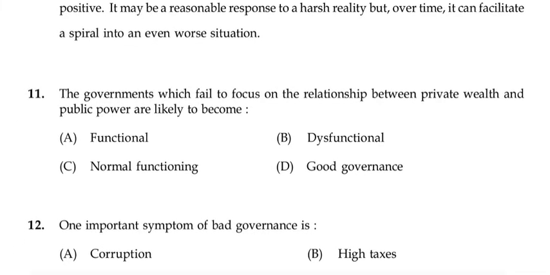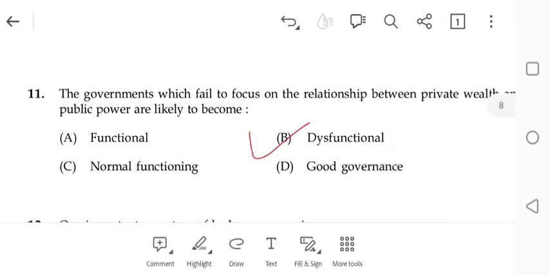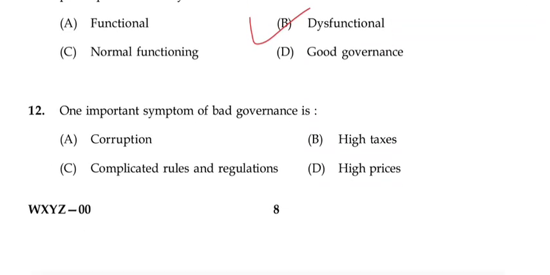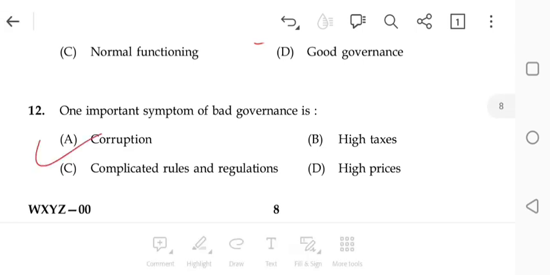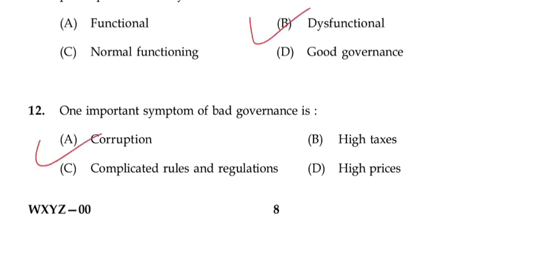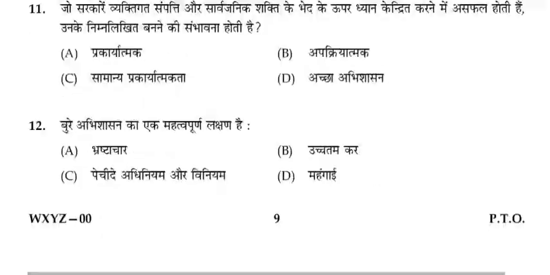Number 11 says the governments which fail to focus on the relationship between private wealth and public power are likely to become what? It will be B, that is dysfunctional. 12. One important symptom of bad governance is what? Corruption, high taxes, complicated rules and regulations, high prices. It will be A, that is corruption. Corruption is still rampant in our India too, unfortunately. And this is one important symptom of bad governance.